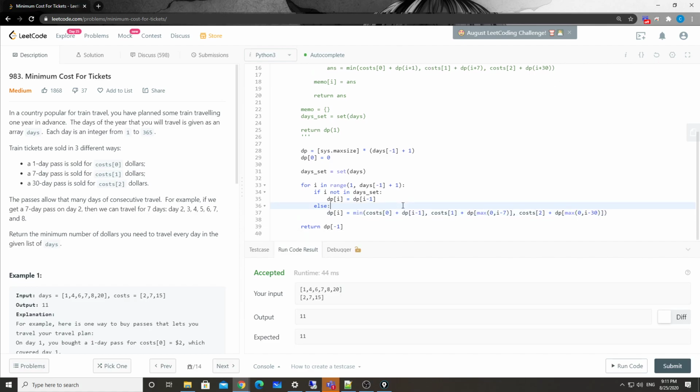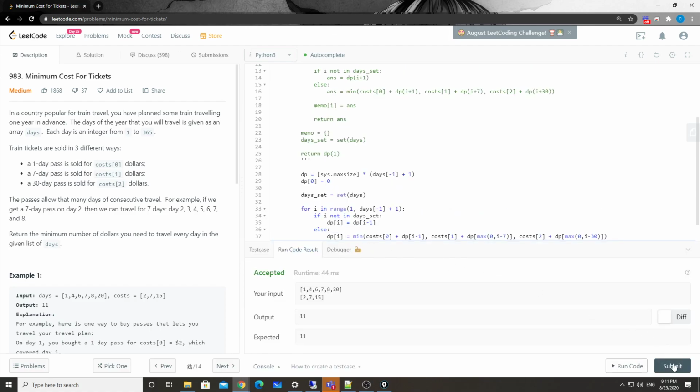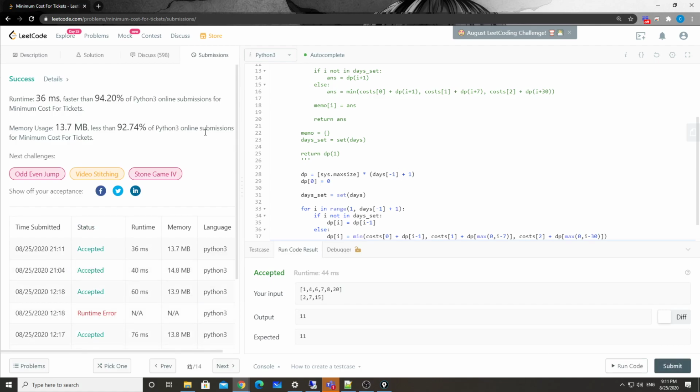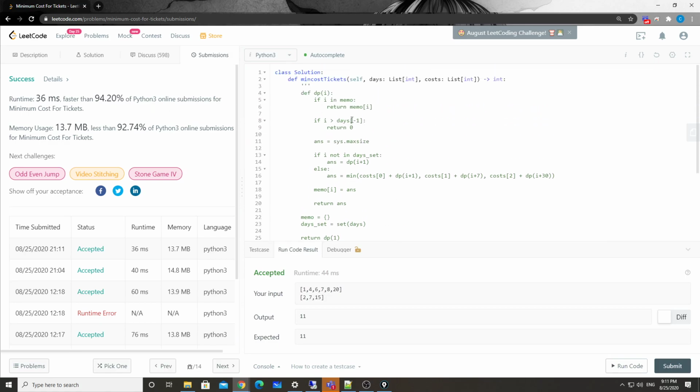I think that should do it. Let's try to run it. Cool. And submit. As you can see, the bottom up is faster than the top down, because the top down has this recursive call, so the runtime has to spend additional time to remember each state of the recursive call so that it can be returned to its caller.